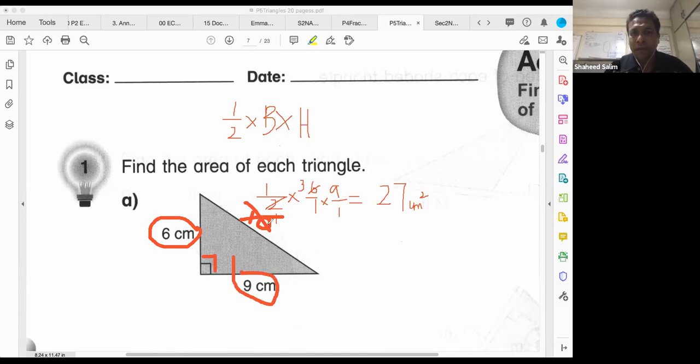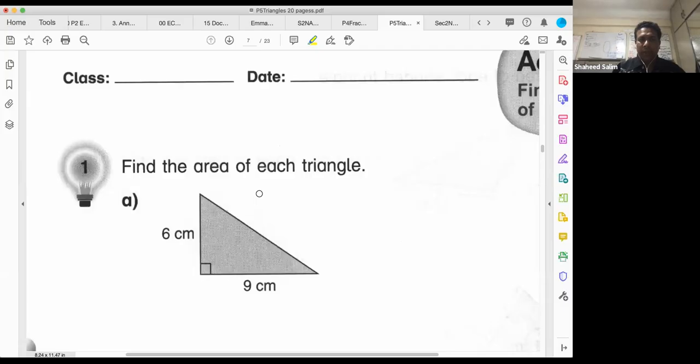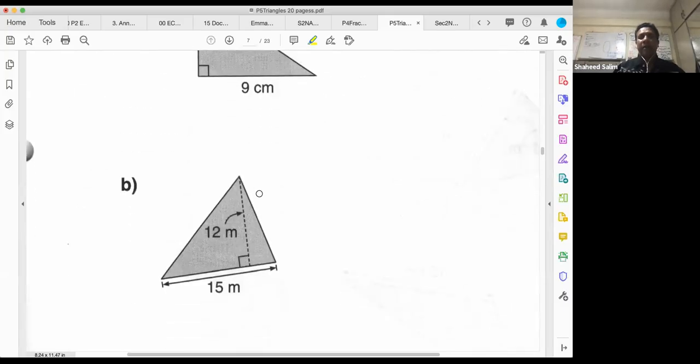Don't think, they give a number here, I need to use the number. No need, no need, no need. Okay, we are going to move on to the next one. Now, if you are a little bit confused, it's okay. Can you try B? They also give you the base and the height.